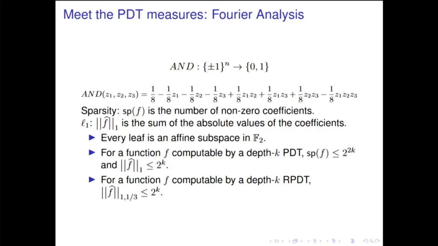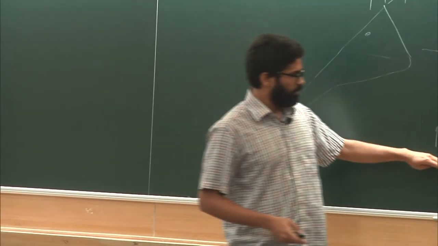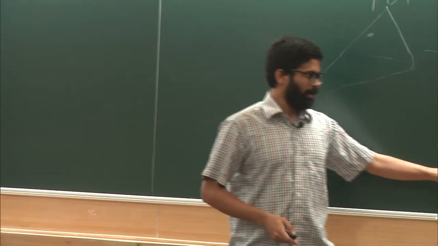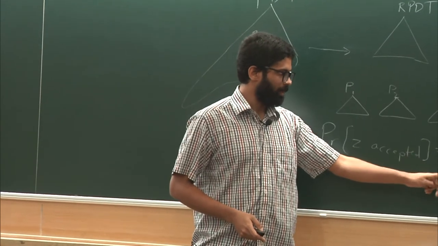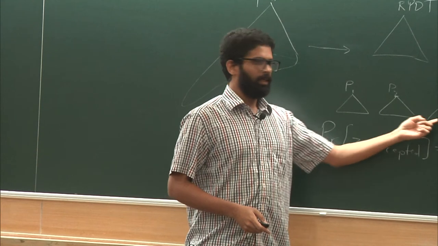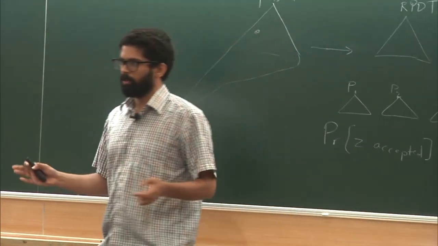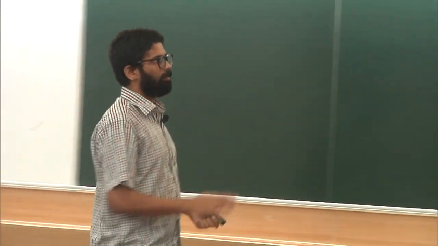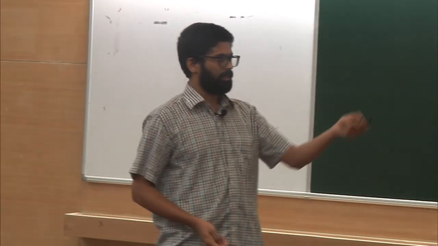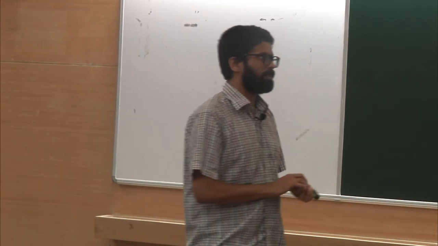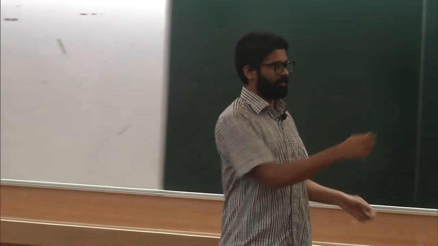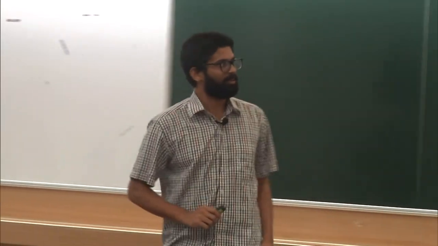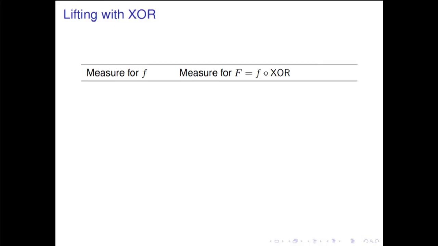So its L1 norm is at most 2 to the k. Its approximate sparsity is not yet clear, because this format of writing it will actually have a lot of terms. It depends on how many parity decision trees we have in our support, and that could be huge. So we don't yet have an upper bound on approximate sparsity based on the complexity. By not yet, I mean not by this slide. It will come soon. Right, so with these measures, let's see how it lifts.